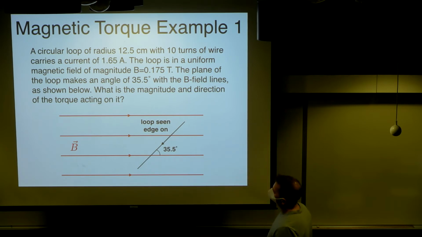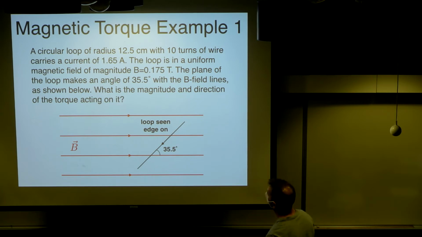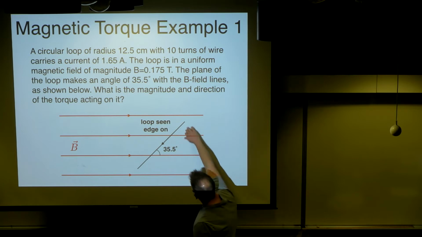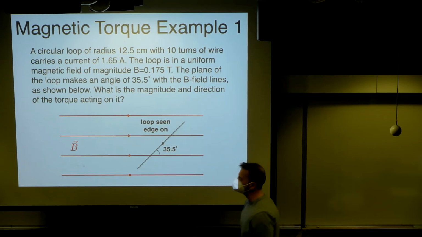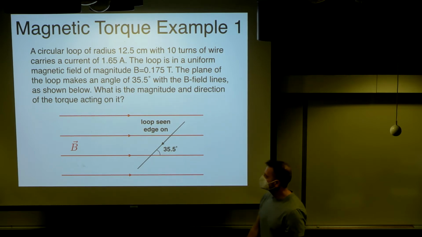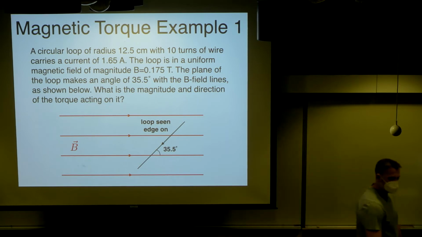We're going to run a current of 1.65 amps through the loop, and we're going to put it in this magnetic field where the B field strength is 0.175 Tesla. We see that the plane of the loop here is at 35 degrees with respect to the B field lines, okay? And we're seeing it edge on like this. So the question is, let's calculate the magnitude and the direction of the torque that's acting on this loop, okay?